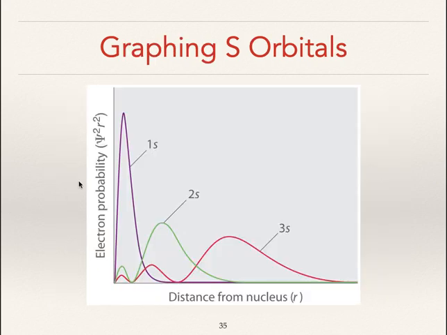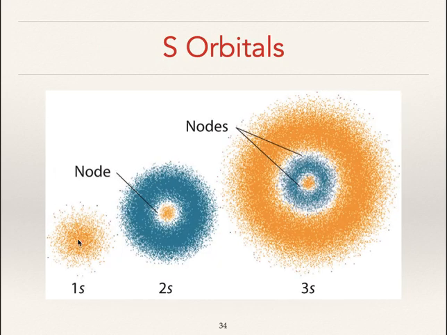So we're going to graph these. We won't necessarily graph the other orbitals, but I do want to throw this graph at you so you can at least say that you've seen one before. The purple line represents 1s, the green line represents 2s, and the red line represents 3s. 1s has the least energy. That would be like the ground state. 2s has the ground state and one excited state. 3s has the ground state, an excited state, and a second excited state, right?